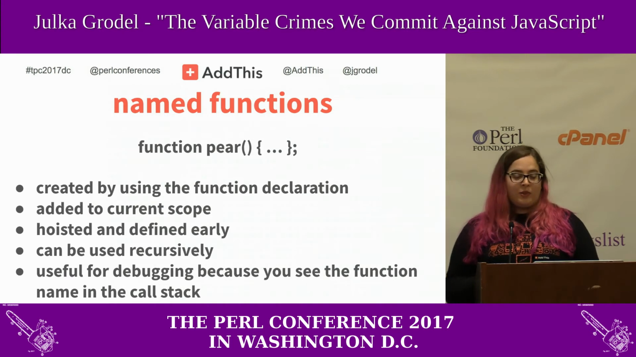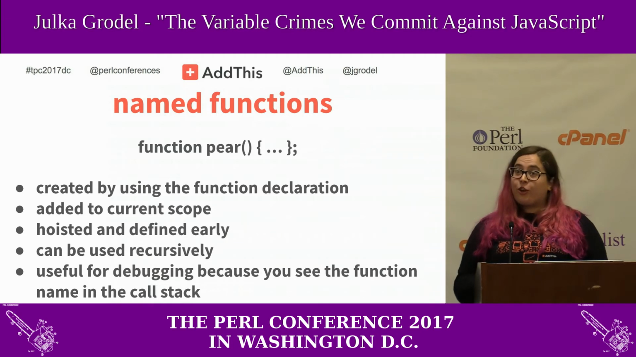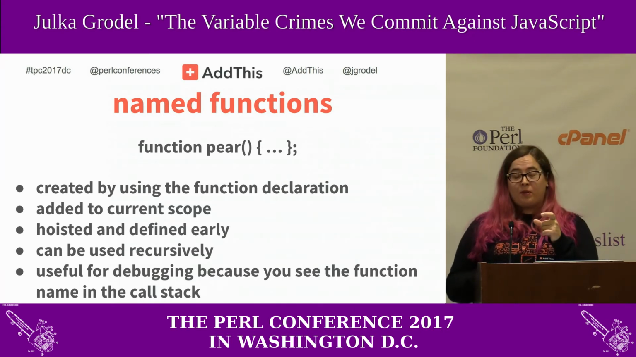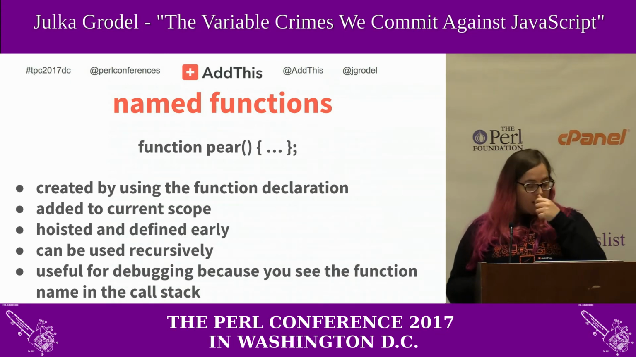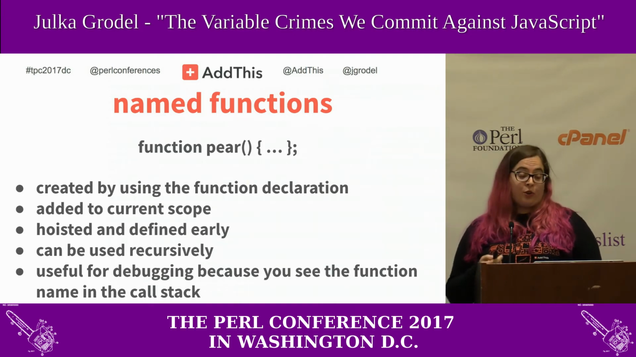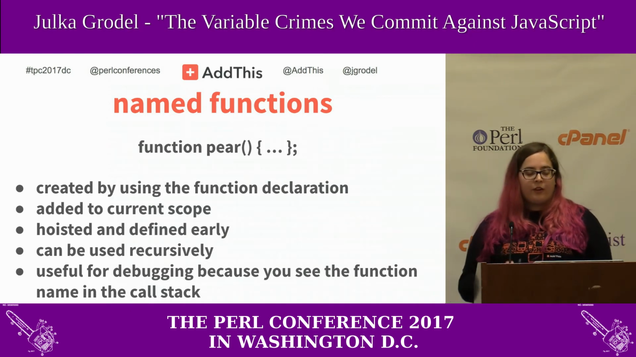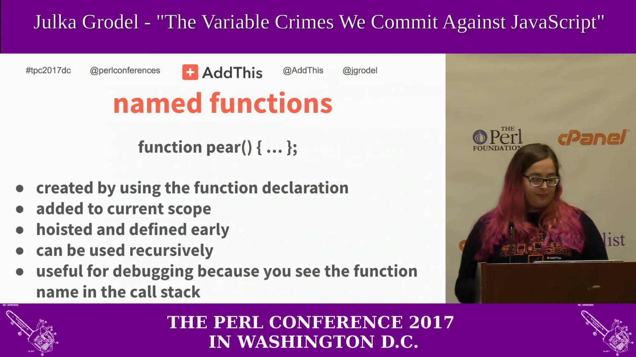So the difference between these, with named functions, we're calling this a function declaration. It's added to your current scope. So if you're at your global scope level, you'll get it everywhere. If you're nested inside of a function somewhere, it's only going to be available to you there. And at lower scopes, it's hoisted and defined early. So that means that we can actually use this one recursively. And it's also useful for debugging, because if there's an error in there, it'll actually show the function name in the call stack when the error happens.